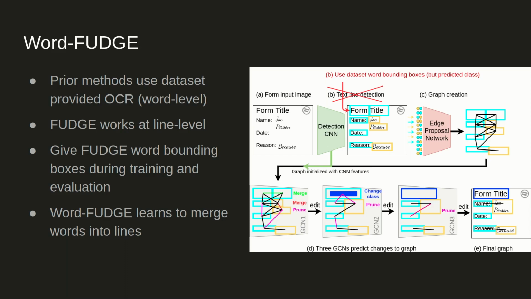To better compare to prior methods, we create a slight variant of FUDGE we'll refer to as Word-FUDGE. Other methods have generally used the dataset provided OCR information, which we like to allow FUDGE to see to improve its bounding box detection. However, other methods use the word level annotations, whereas FUDGE has been operating at the text line level. To train Word-FUDGE, we simply use the FUDGE model, but substitute the text line predictions for the dataset word bounding boxes. Because FUDGE can correct oversegmentation, Word-FUDGE simply learns to merge the words into text lines.